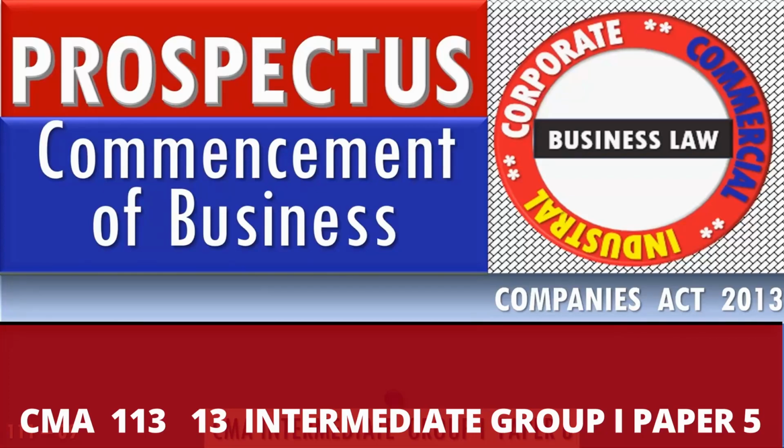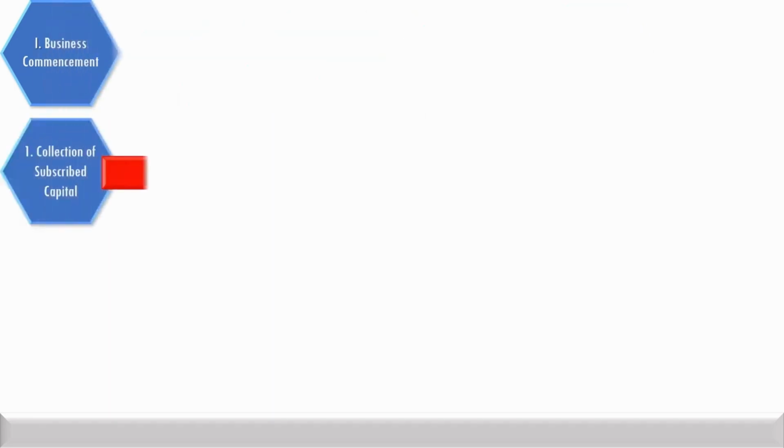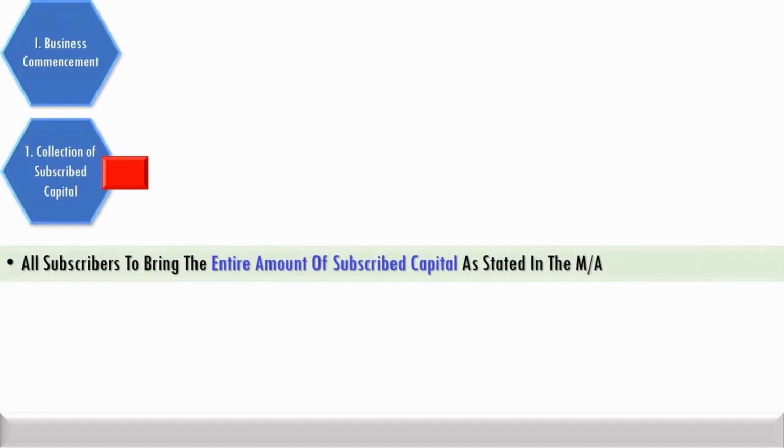Prospectus and commencement of business. 5 components: business commencement, public offer, types of prospectus, form and content of prospectus, and misstatements in prospectus and their implications. The first stage is collection of subscribed capital, the capital committed by the subscribers to the memorandum.